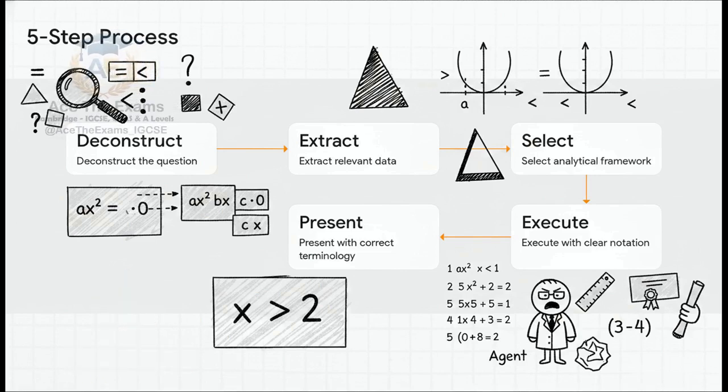And finally, Step 5. Present with correct terminology. You finalize your answer not just as a random floating number, but in the exact correct format, whether that's a beautifully formatted inequality range or exact coordinates. If you force yourself to follow this standardized sequence every single time, you completely eliminate the chaotic, unforced errors that constantly plague lower band candidates.